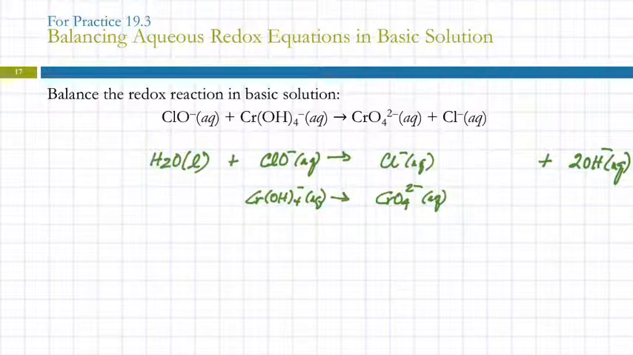Okay, bottom reaction, half reaction. 1 chromium on each side, 4 oxygens on each side. So far, so good. 4 hydrogens on the left and then on the right. Oh, wait. No, never mind. We're still doing mass. Just had a brain fart. So I need 4 hydrogen ions over here to balance these 4 hydrogens in that.